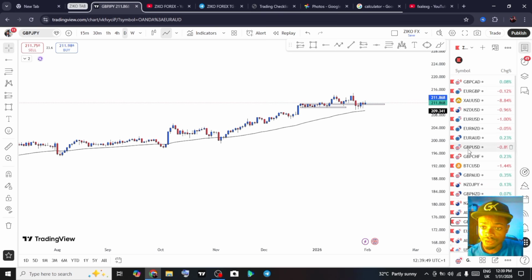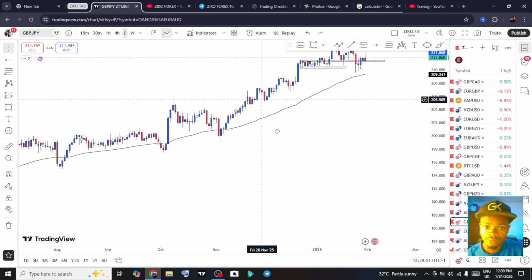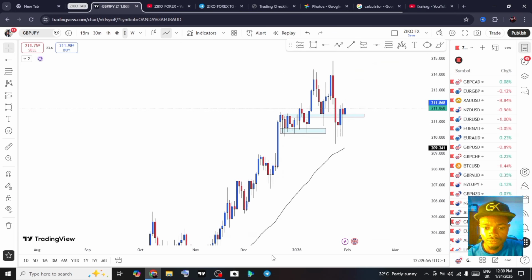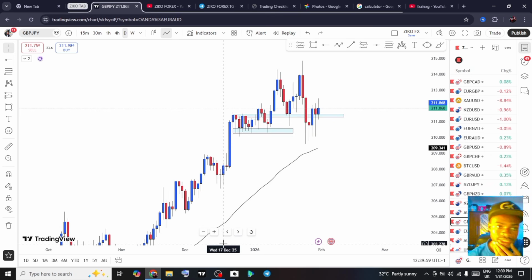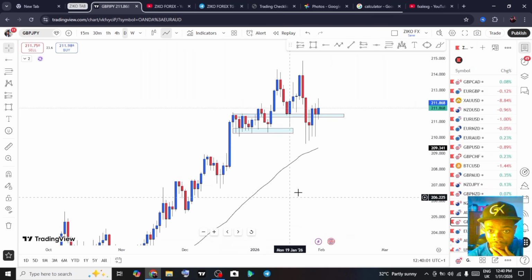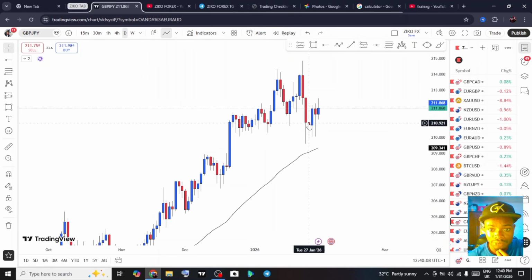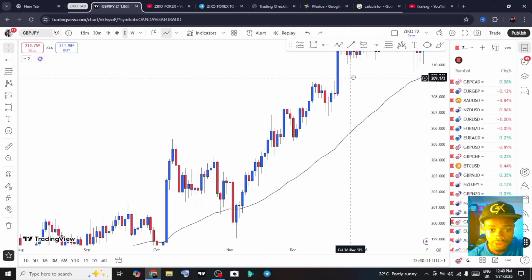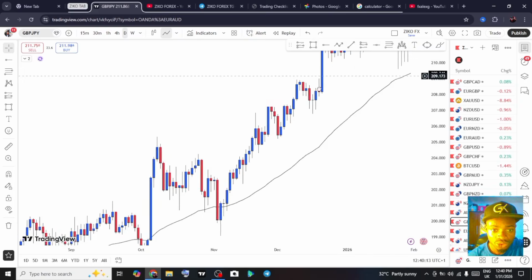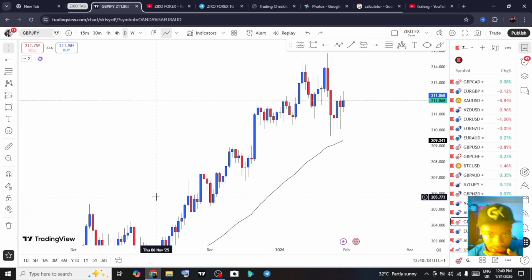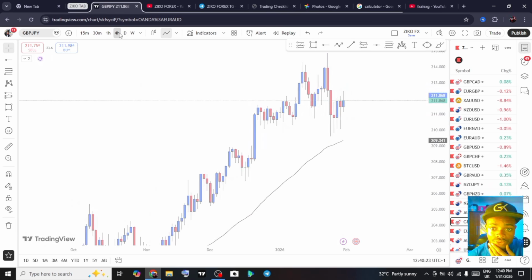Daily time frame. Let's go to the daily time frame. The daily time frame on GBP JPY, okay, GBP JPY is actually bearish, right? Daily time frame on GBP JPY is actually bearish, but the overall price action right now is bullish, right? So what do we do in this market? I don't know. Let's see how the 4 hour looks.